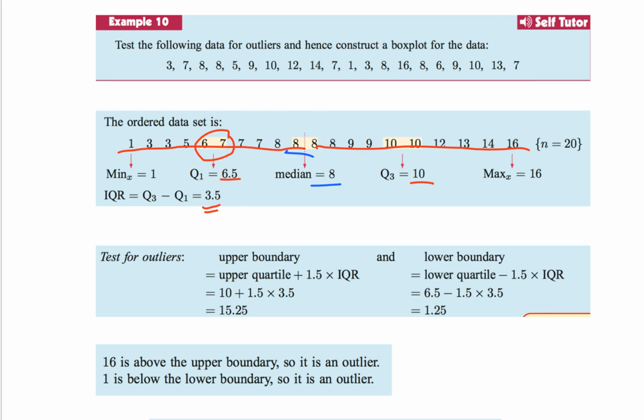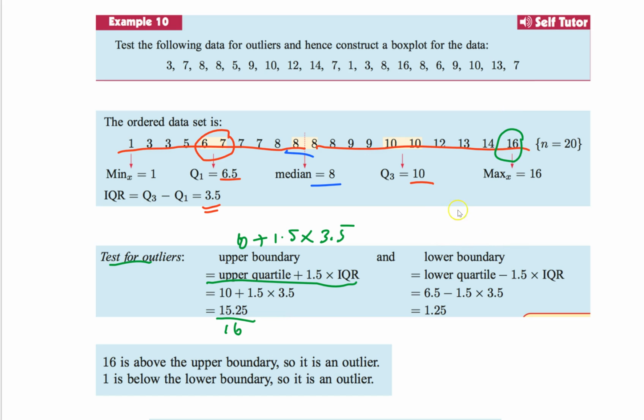Now if you want to see if anything's an outlier, you just have to test it. Now there's a couple possibilities, right? 1 might be too small, 16 might be too big. So let's test it. Let's use our formula. You've got to find the boundary. So upper boundary: upper quartile, which we found out was 10, plus 1.5 times the IQR, which we figured out was 3.5. And they get 15.25. So now remember, if anything's past that, it's an outlier. And look at 16. Too big. 16's an outlier.